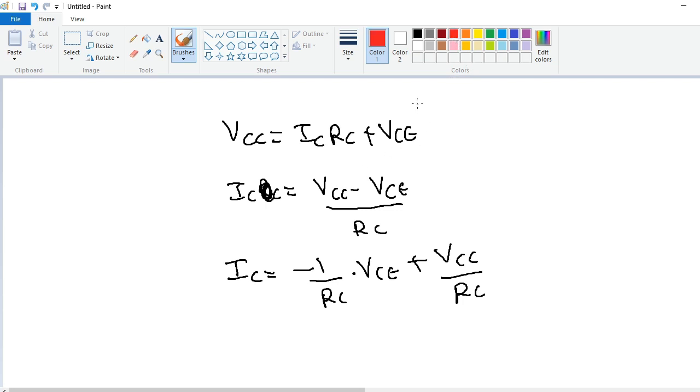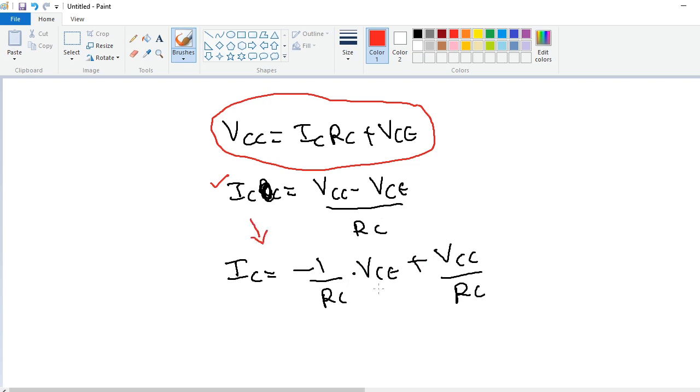This is the basic equation of the output portion of the common emitter configuration. From this equation, IC is calculated as VCC minus VCE divided by RC. So IC is equal to minus 1 by RC into VCE plus VCC by RC. Rearranging this equation, we get this one.